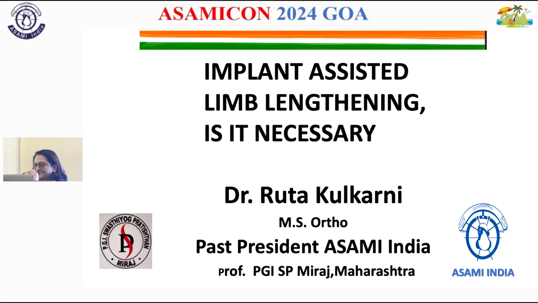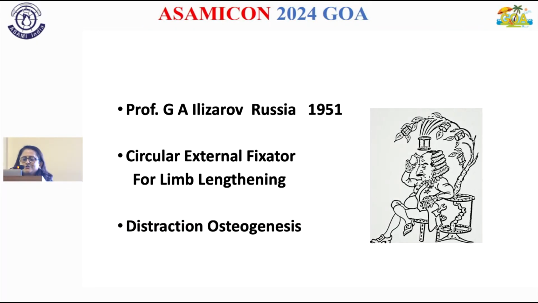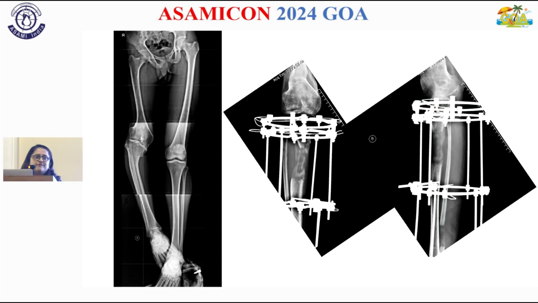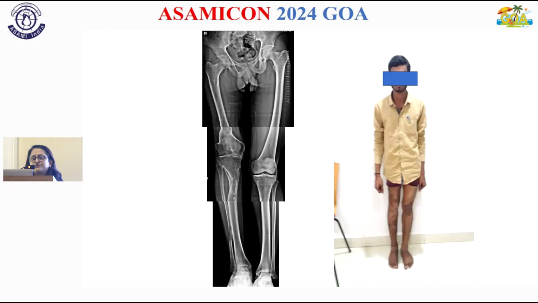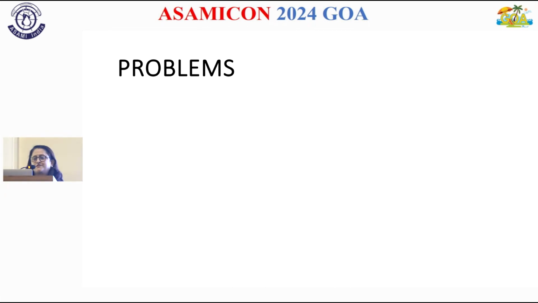Good morning, everyone. So Professor Elizarov discovered distraction osteogenesis and his miraculous circular fixator in 1951. And since then, we are using these to correct severe deformities and limb length discrepancies.